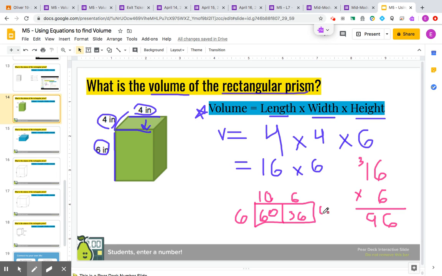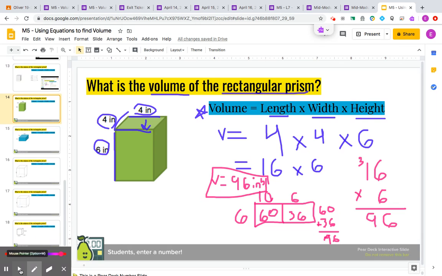So let's make sure it's correct. 60 plus 36 is 96. So our volume equals 96 inches cubed. Let's look at the next one.